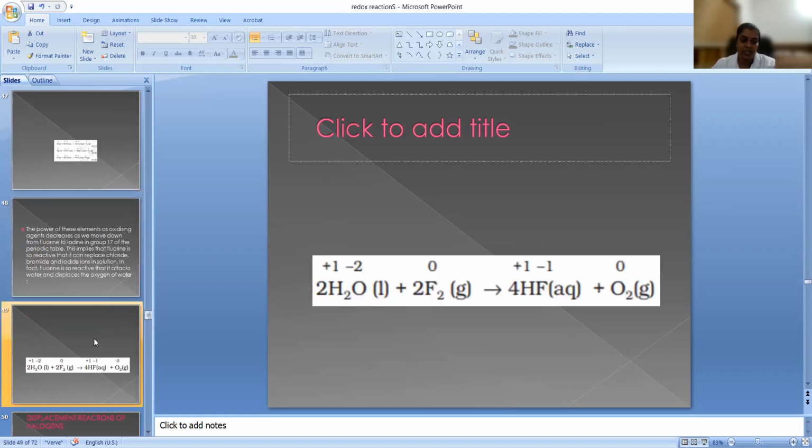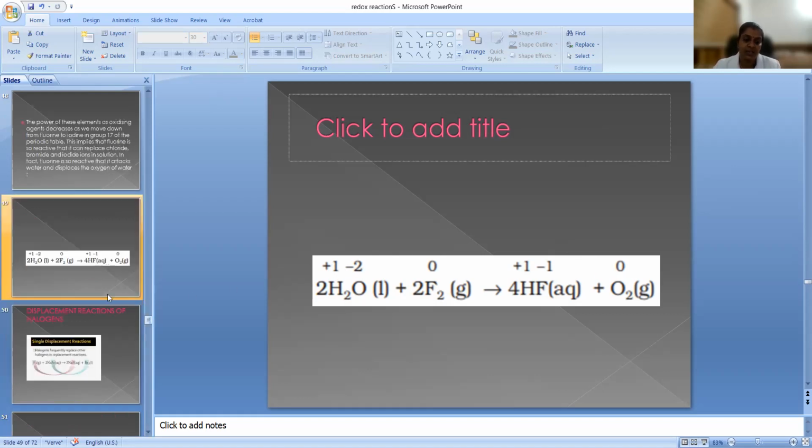Now, let us see the reaction of water with fluorine. It is producing hydrogen fluoride and oxygen. Look at fluorine: it goes from 0 to minus 1. It is a non-metal undergoing reduction, so it is a better oxidizing agent. It's the best oxidizing agent because fluorine is also the most reactive. Here oxygen goes from minus 2 to 0, so it is undergoing oxidation.